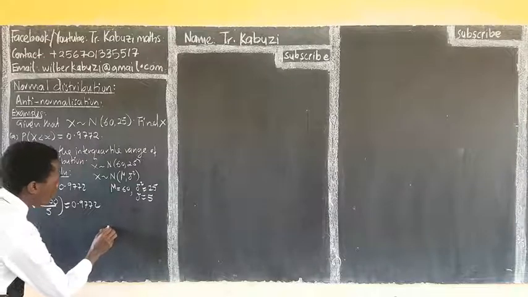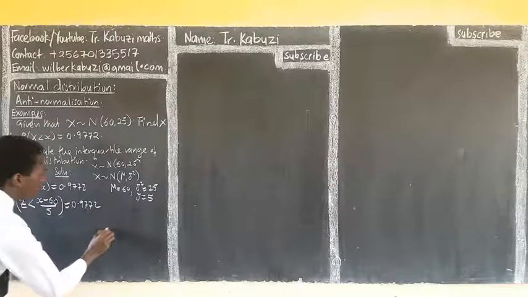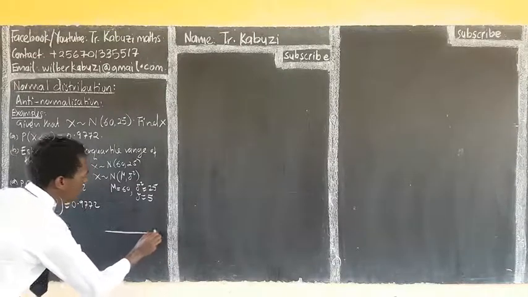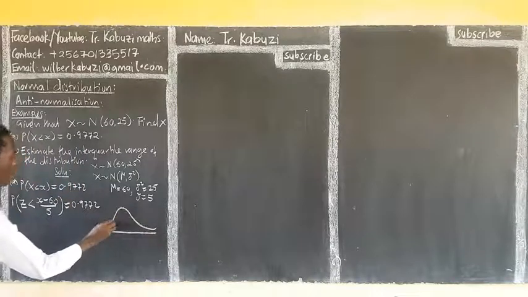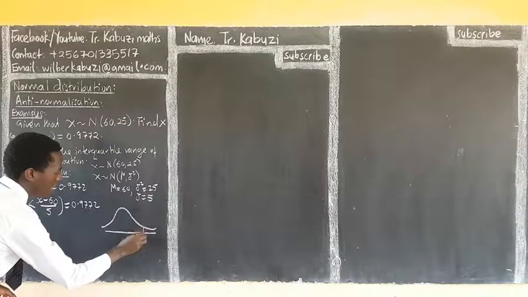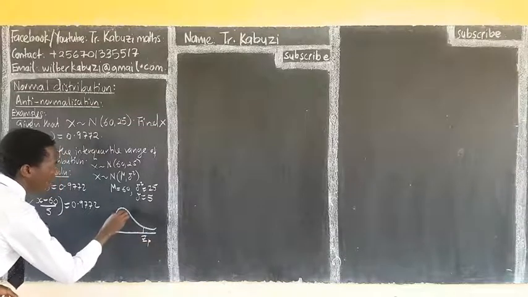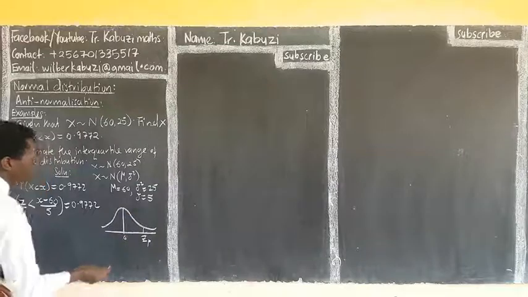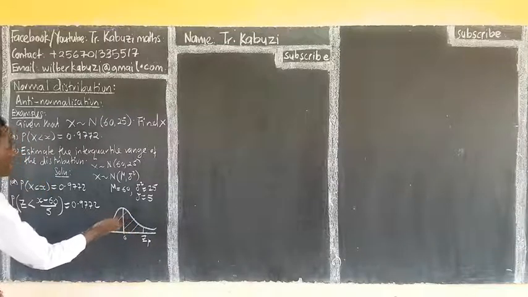So if I draw the diagram here, what I'm looking for is this value less than this. Now this is our ZP. Since this is greater than 0.5, it means it's going to be this side, ZP. This will be our 0. So we are looking for this value here.